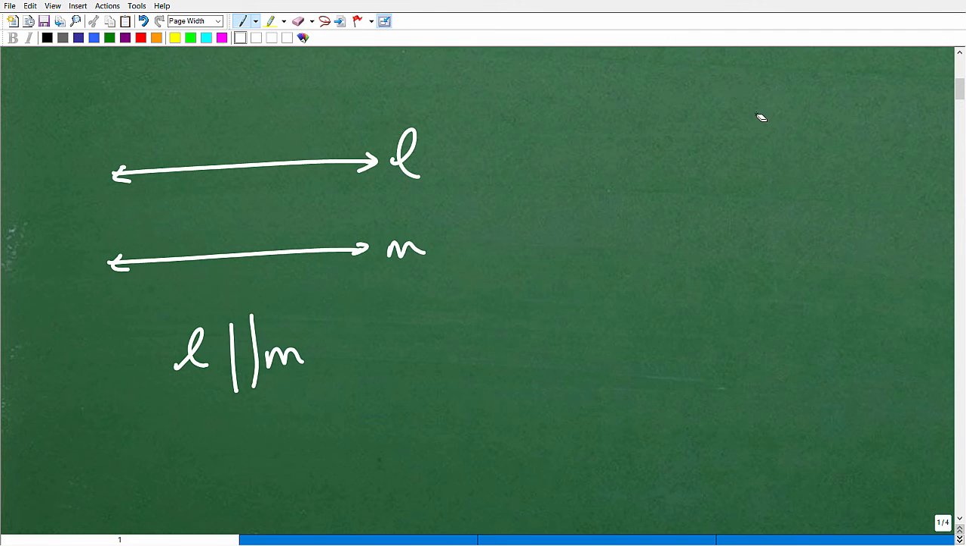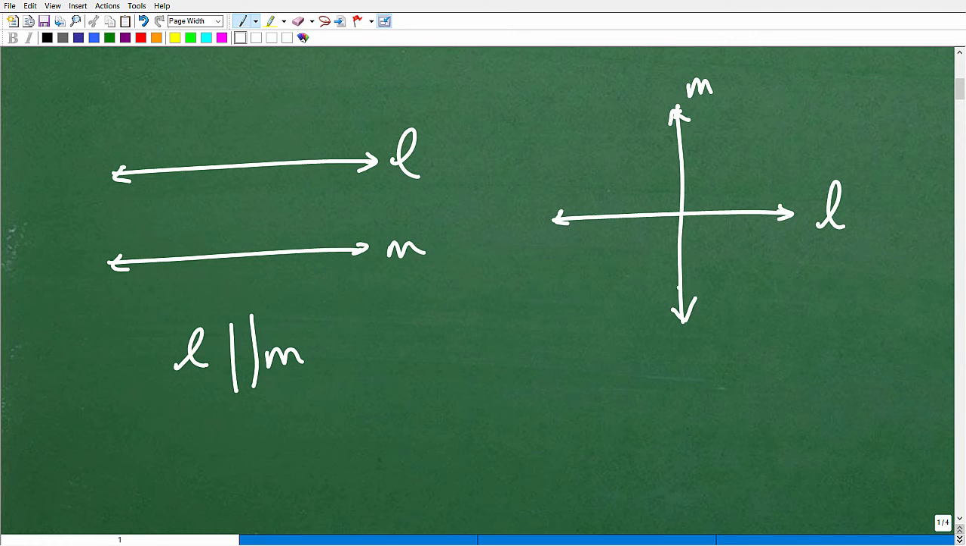Now, let's talk about this concept. Let's say we have L, and then we have M, okay? So what appears to be going on here? Well, they're obviously crisscrossing here. They're intersecting. But let's say I put this little symbol in. This is another important symbol that we need to know in geometry, this little corner thing here. So what does that represent?